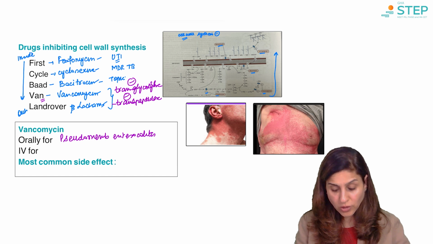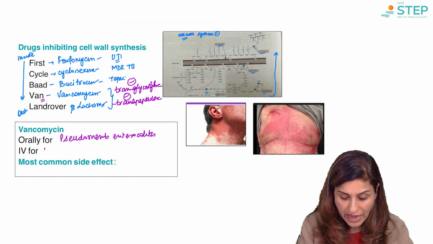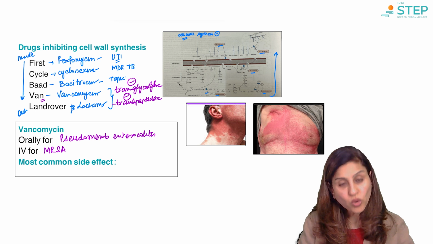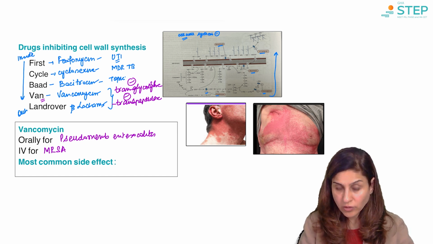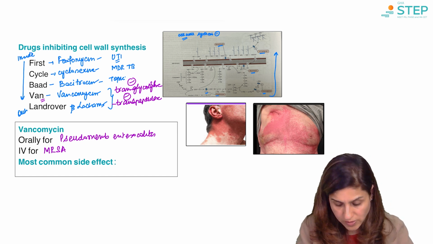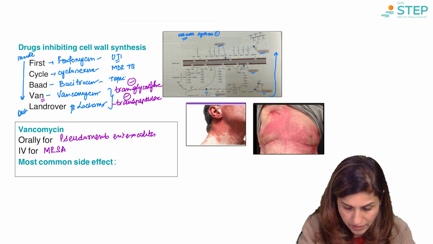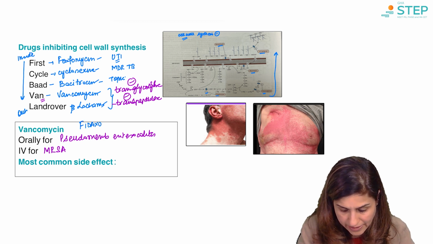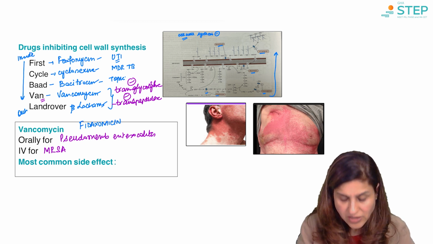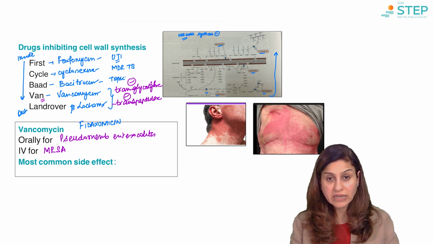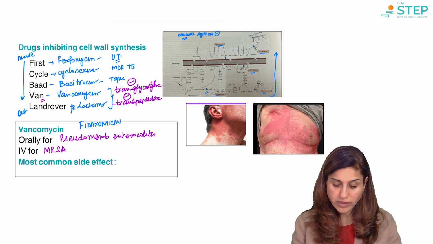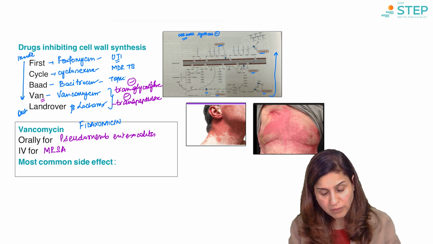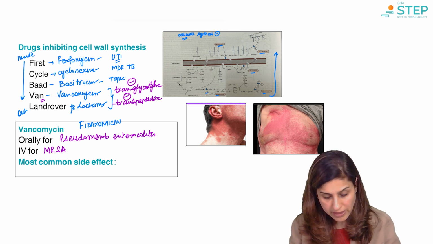It is orally used in this case, and IV it is used for MRSA. So orally for pseudomembranous enterocolitis. There is another drug which is currently the drug of choice, fidaxomicin. But in India, it's not as such available. So we prefer vancomycin in India, but otherwise overall it is fidaxomicin which is preferred. So orally for pseudomembranous enterocolitis, IV for MRSA.